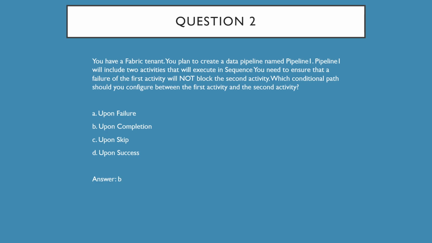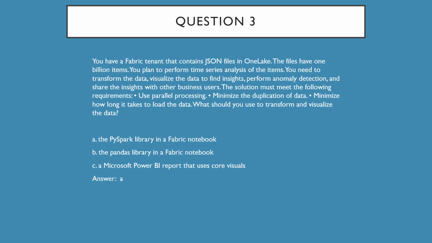Second is, you have a Fabric tenant. You plan to create a data pipeline named Pipeline 1. Pipeline 1 will include two activities that will not execute in sequence. You need to ensure that a failure of the first activity will not block the second activity. Which conditional path should you configure between the first activity and the second activity? It's very clear that irrespectively, it wants the second activity to be performed. So the answer would be Upon Completion. The rest are not the right answer.